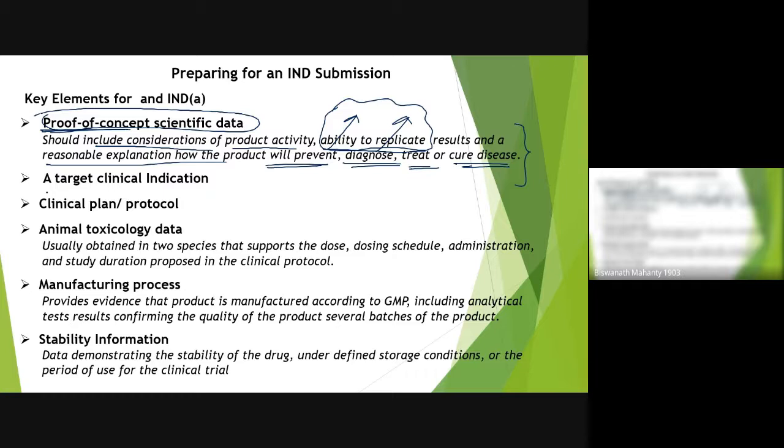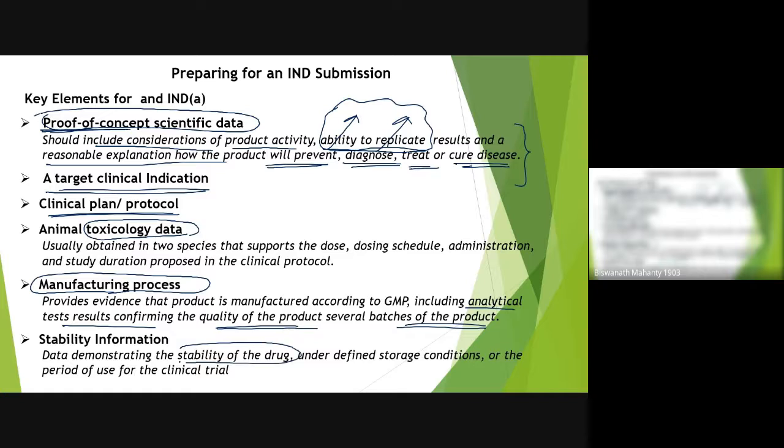Target clinical indications for these drugs: what is your plan and protocols, what you are planning to undertake. Animal toxicology data, if you have done this study in animal models. Manufacturing process: what kind of formulations you are going to undertake if the drug is there, how it can be implemented, including analytical test results confirming the quality of the product in several batches when you are looking at pharmaceutical formulation. Okay, so finally it will come as a formulation. How are the drug stability studies? This is actually a physiochemical study under different storage conditions, for the period of use in the clinical trials.